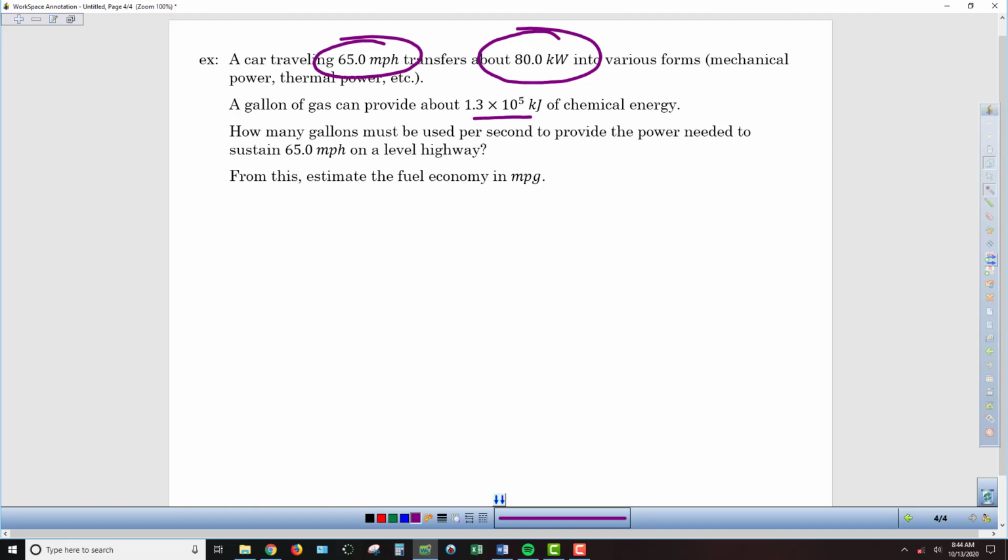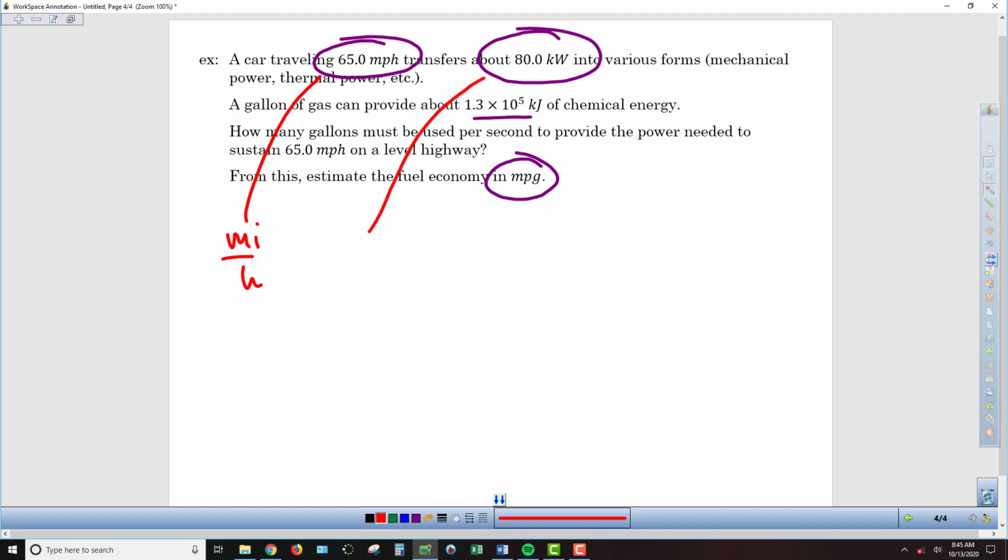So now we want to know how many gallons must be used per second to provide the power needed to sustain that 65 miles per hour. From that, we want to figure out the approximate miles per gallon. Again, we don't really have an equation that's going to help us here. We're going to have to work with the units of the various disparate parts of information and try to piece something together. If we look at the units of everything that's given to us, for the speed we have miles per hour, so distance over time.